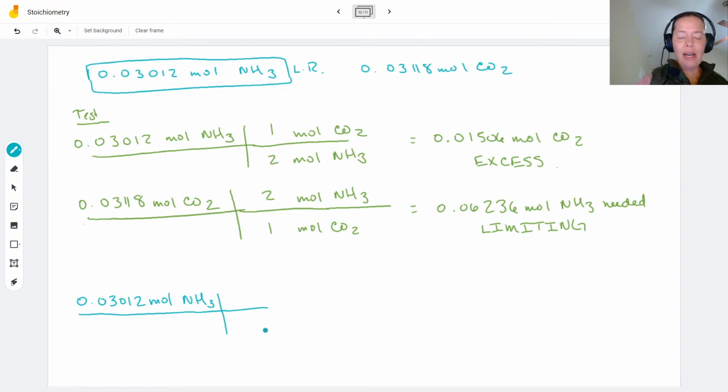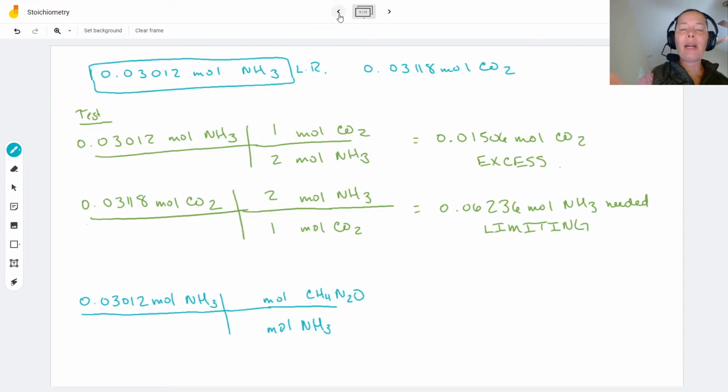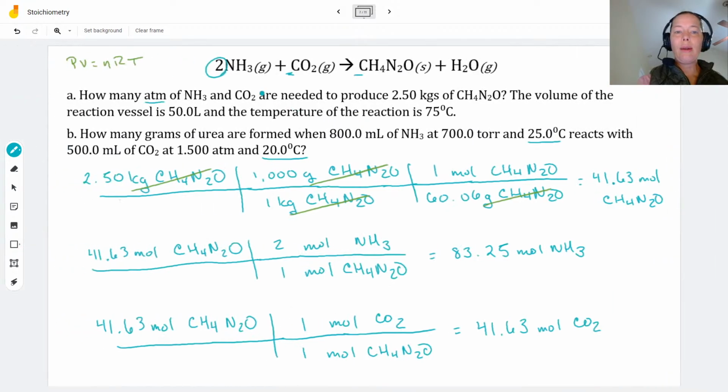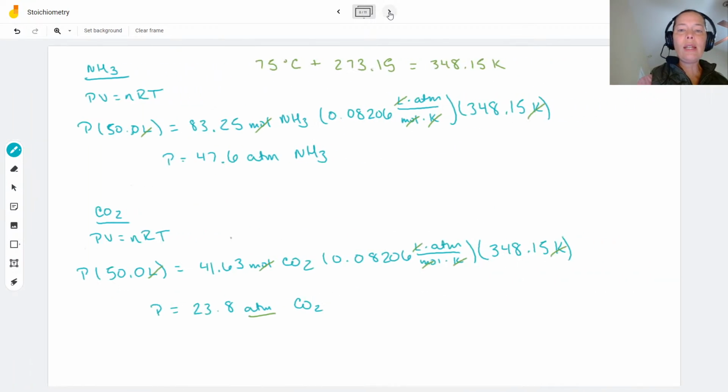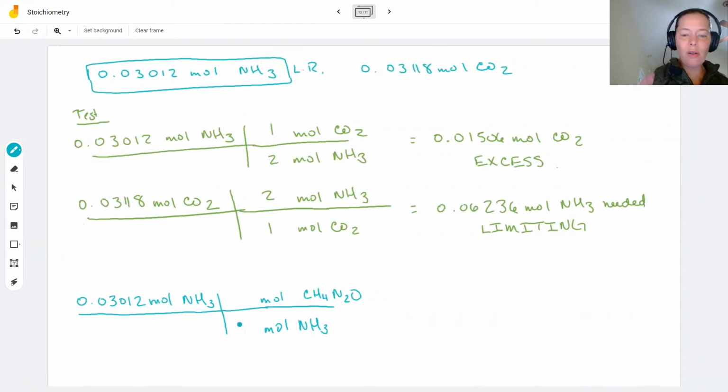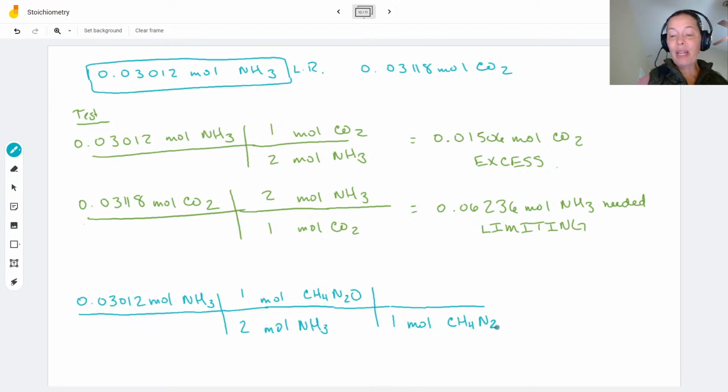Okay, so now I am going from moles of ammonia to moles of urea, CH4N2O. Let's go back to our balanced chemical equation. Ammonia's got a 2 in front of it, urea's got a 1. So that is a 2-to-1 ratio. All right, but of course it asked me for grams of urea. So let me just convert that to grams with the molar mass. We haven't used a molar mass yet. The nice thing about ideal gas law is it does give you your amount in moles. So it can save you a little bit there.